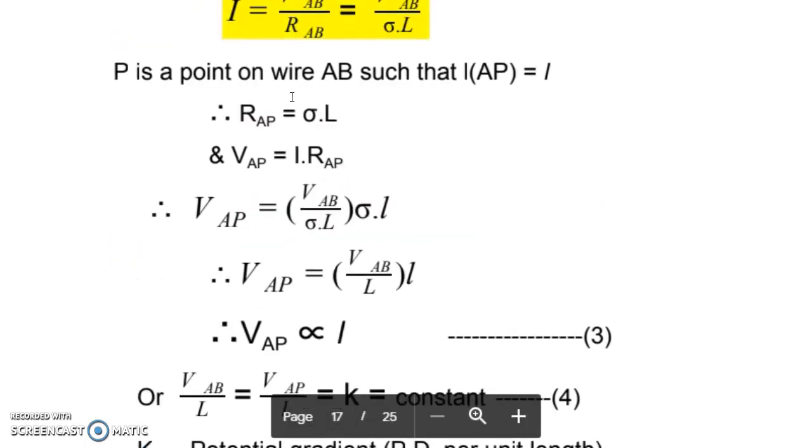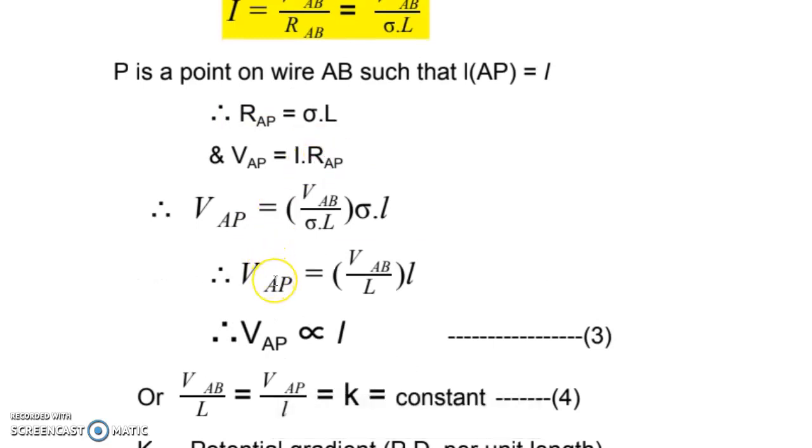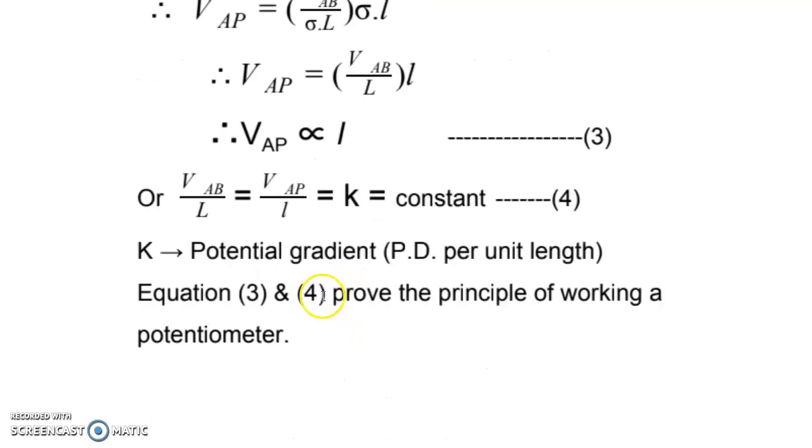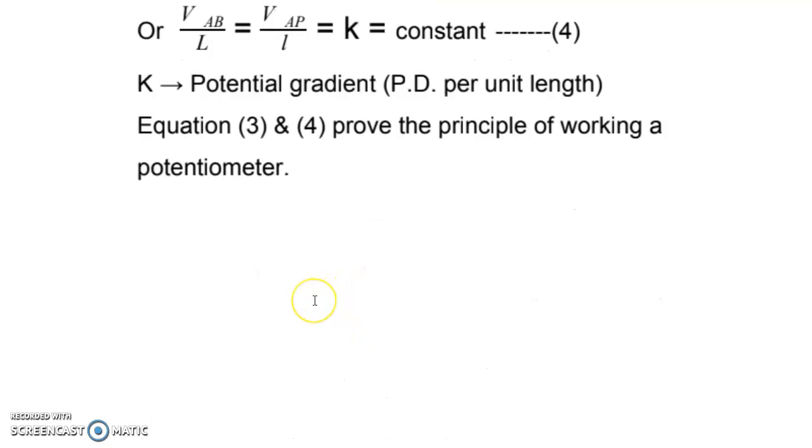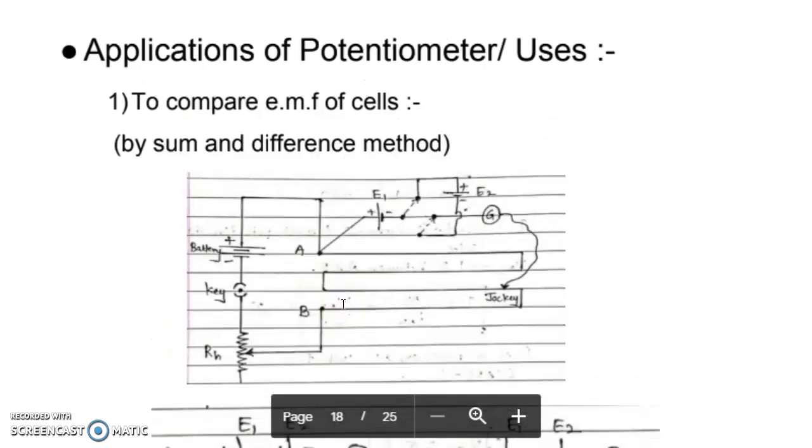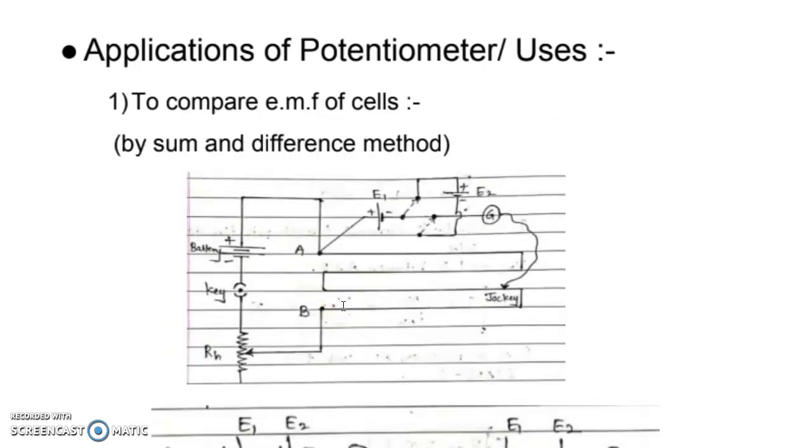Using this particular idea that V between any 2 points, from A to any general point on the wire, is equal to K multiplied by length L, we can try to understand the applications of the potentiometer. We will go for the applications of a potentiometer. The first application that we are going to study is to compare the EMF of cells by using the sum and difference method.